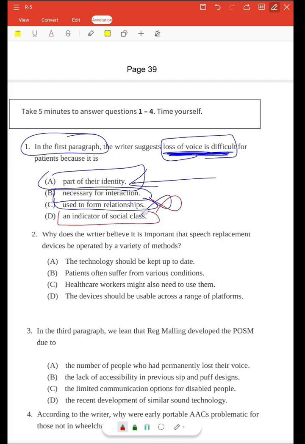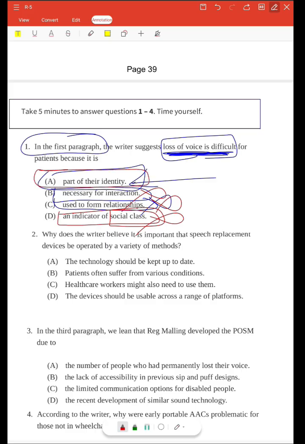And indicator of social class, no. Indicator of social class means somebody will assess or guess your class, middle class, upper class, or high class. I'm giving this example just to make you understand. The word social class is not given. What was given is social standing. So this is also eliminated, because in detail, he has only discussed that it is part of their identity.